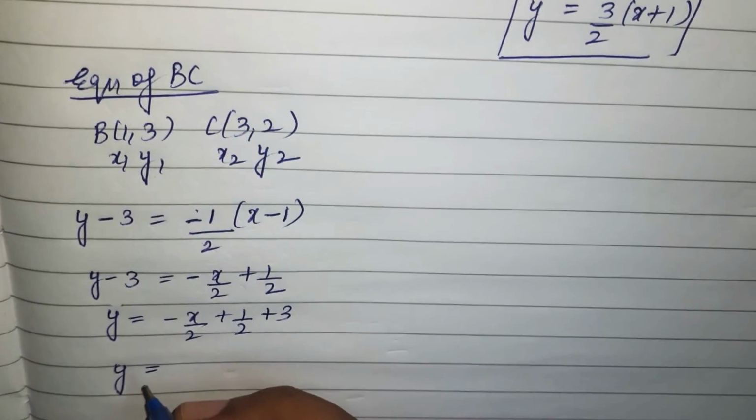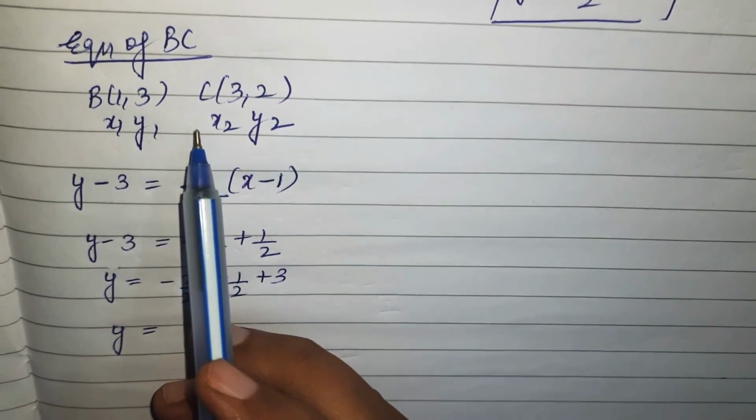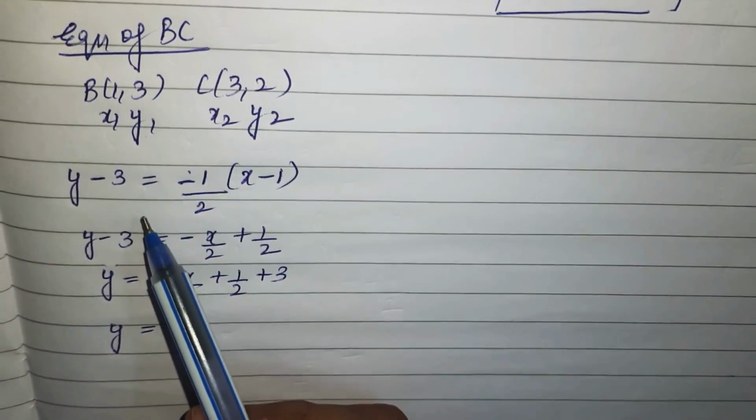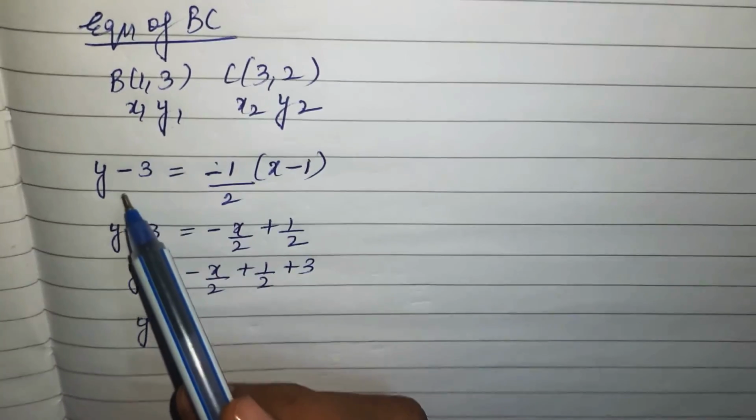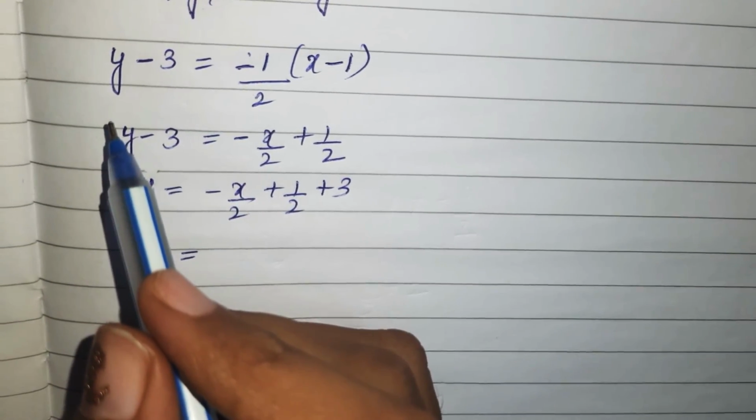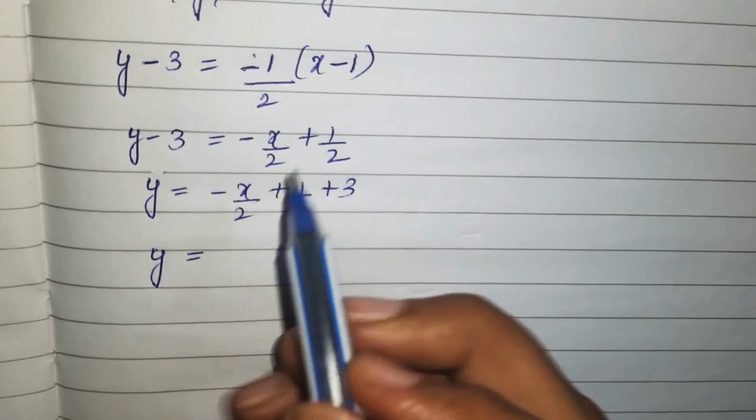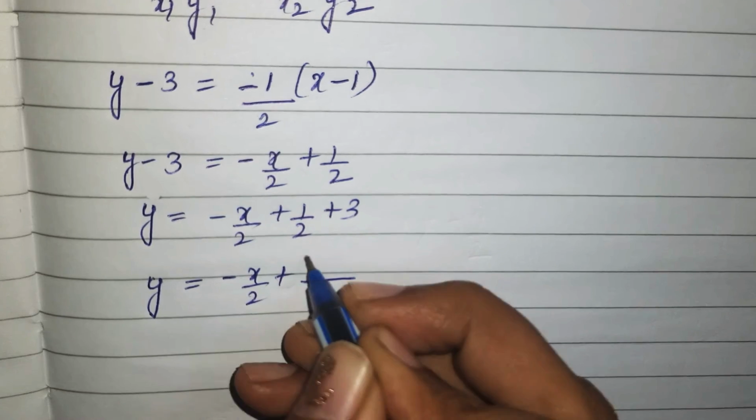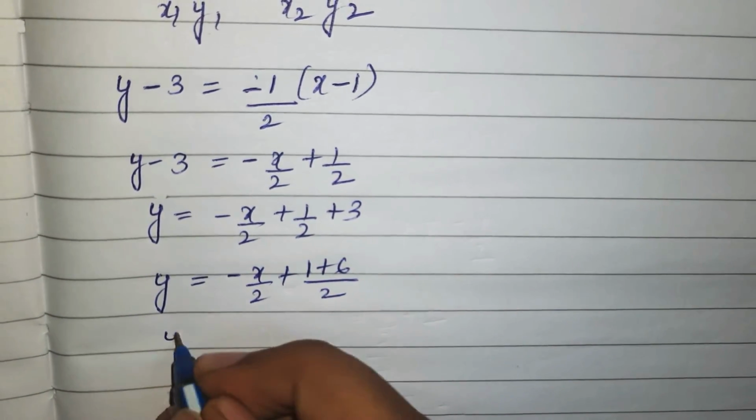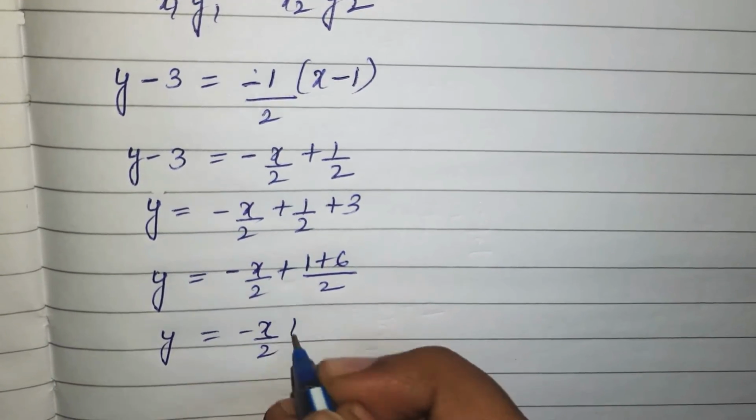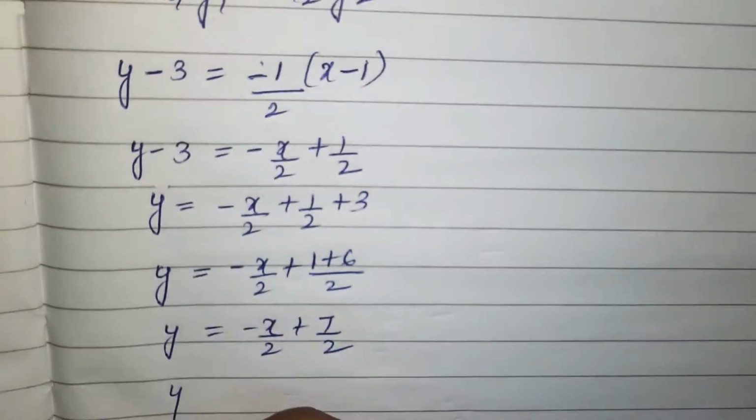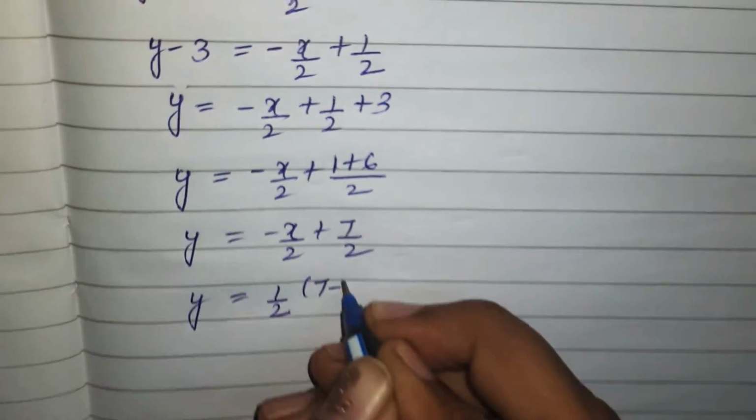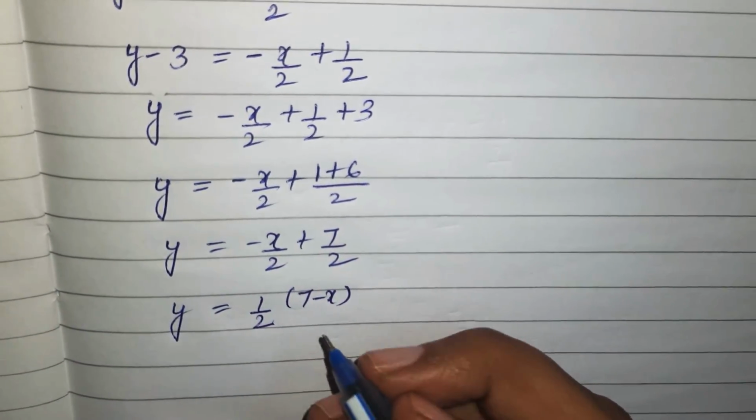So finally, B is 1, 3 and C is 3, 2. So y minus y1 is y minus 3. This is correct. If I take the LCM, I get minus x by 2 plus 7 by 2. So y is 1 by 2 into 7 minus x. So this will be the equation of BC.